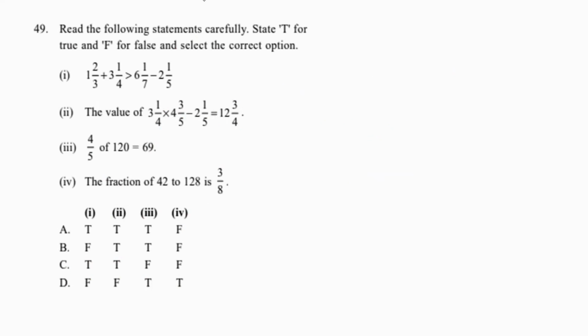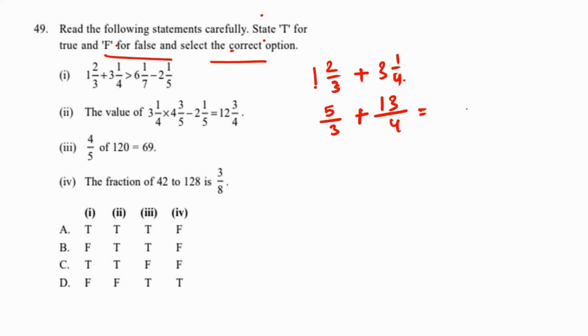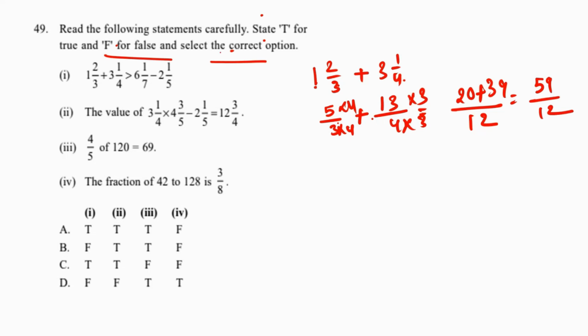Okay. The next question that we have is state true or false for the options given over here. The first one, 1 2/3 can be written as 5/3, and 3 1/4 is 4 times 3 is 12, plus 1, 13/4. Their LCM would be 12. So 5 times 4 is 20, plus 13 times 3 is 39. 39 plus 20, 59/12, this side we have.